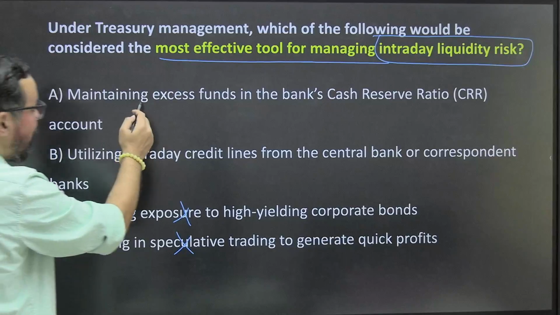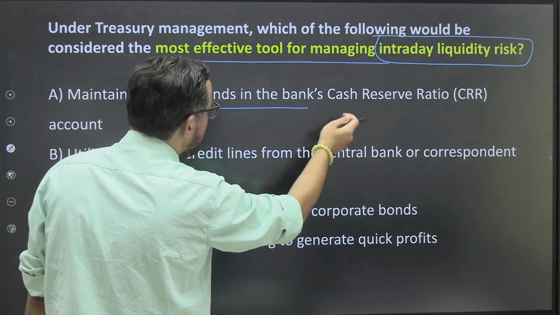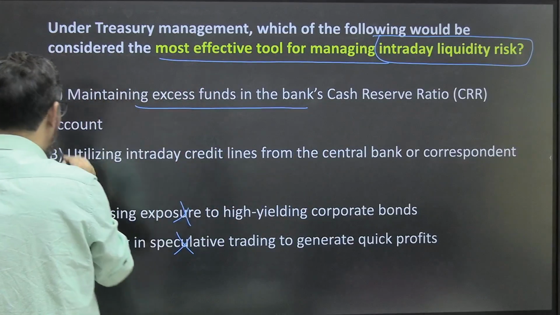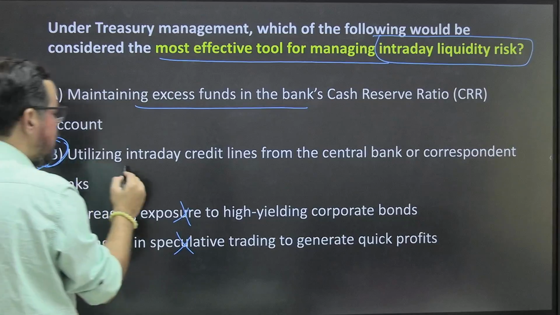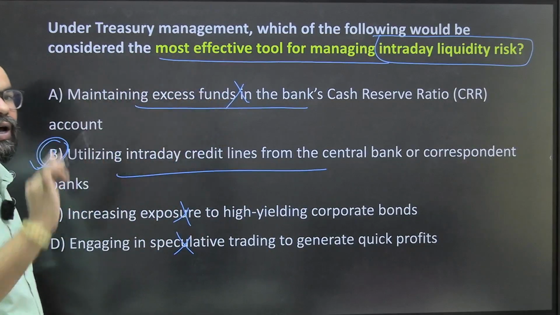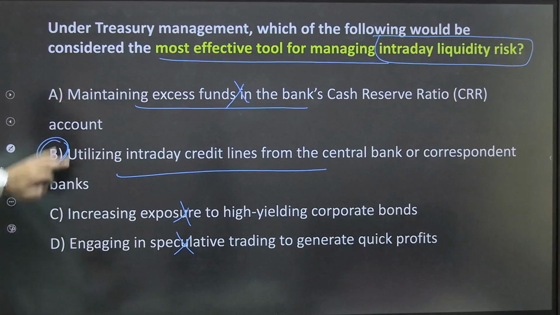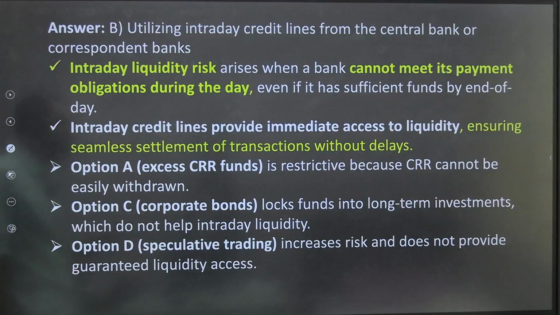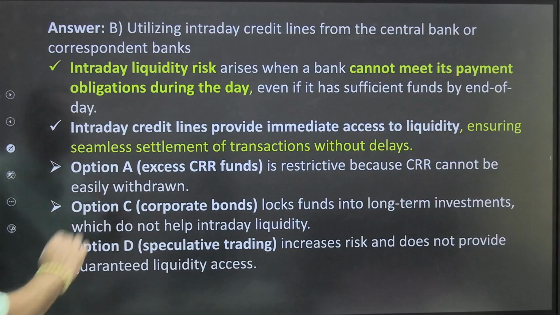Okay? Maintaining excess fund in a bank CRR. So what will be your right answer? Using intraday credit lines. This is like you are keeping more money with the RBI, okay? That is not the solution. So B is the perfect solution for this situation. Okay? So utilizing intraday credit lines from the central bank or correspondent bank.